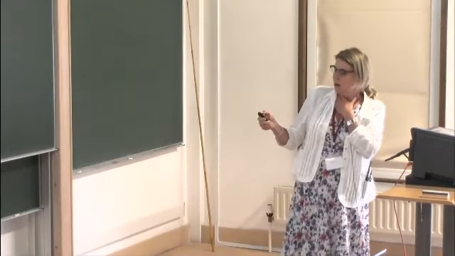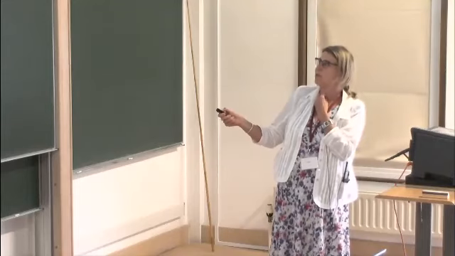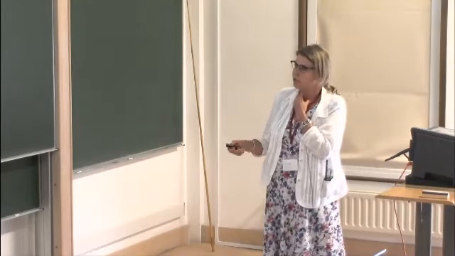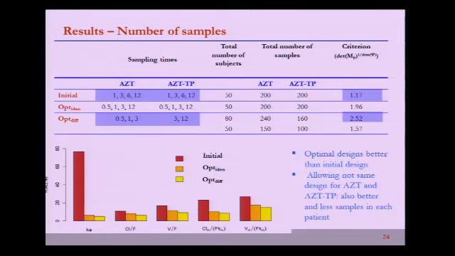And you can see here that if you want the same total number of samples, you need more patients, but you have a great increase of efficiency. But even if you allowed only 50 patients, you have an increase of efficiency. When you look here at the predicted standard errors for the initial design and these two optimal designs, you see they're doing a much better job for getting Ka and an even better job for the other fixed effects. So the optimal designs are better than the initial design, and by allowing different sampling times for AZT and AZTTP, you have a better design and fewer samples in each patient, and especially fewer of your costly samples.